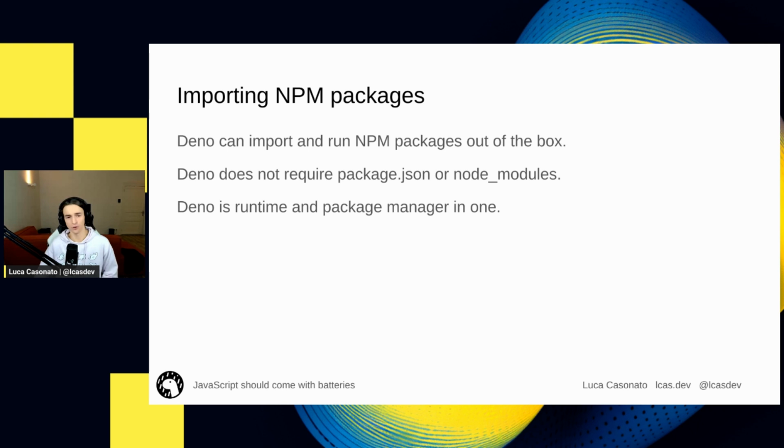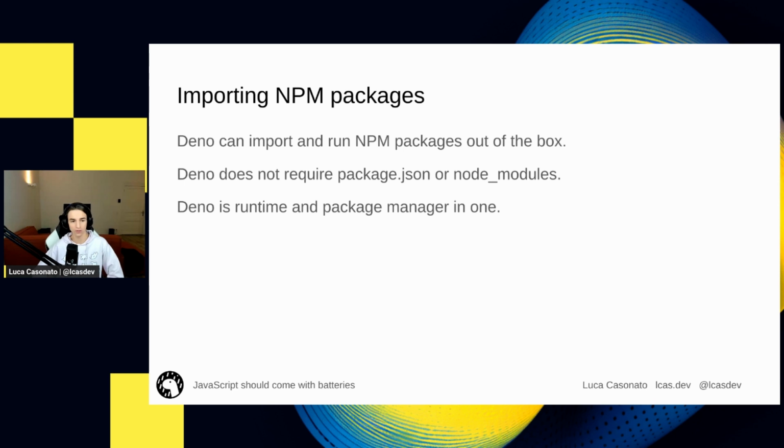And this obviously goes further than URLs, right? Like you don't have all of your packages that you may want as URLs. A lot of packages you want are NPM packages. So Deno can import and run NPM packages out of the box. And arguably, Deno is even better than Node at running and installing NPM packages because Deno doesn't require a package.json or node_modules folder. And this is because Deno is a runtime and a package manager in one.